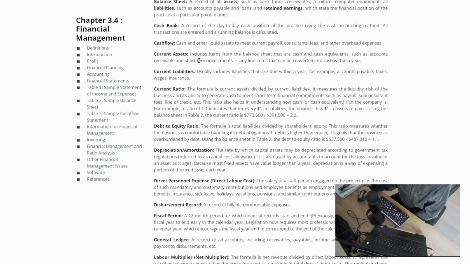Current assets include items from the balance sheet that are cash and cash equivalents, such as accounts receivable and short-term investments. Any line items that can be converted into cash within a year. Current liabilities usually include liabilities that are due within a year, for example, accounts payable, taxes, wages, insurance.